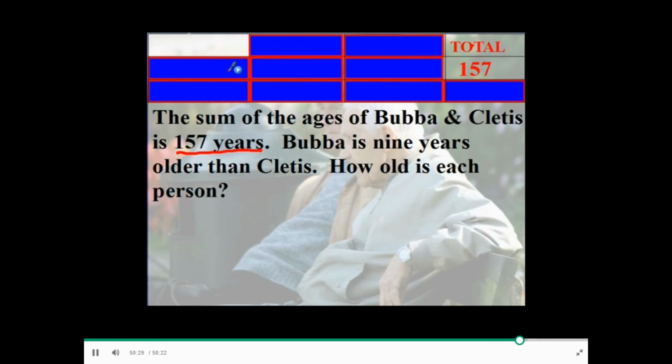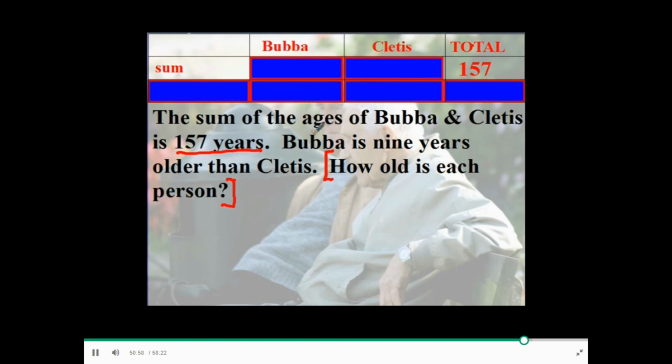Now I'm stumped again. I cannot find another total, but that's okay. I'm just going to go to the question here. The question says, how old is each person? This gives me a clue as to what should go up here. Go ahead and write in what you think should go there. My hope is that over here you have chosen Bubba, and right there you have chosen Cletus, because Bubba and Cletus are the two people. Now, I don't know how old Bubba is, and I don't know how old Cletus is, so I'm going to be stuck with just putting letters there. I do know that the sum of their ages was 157, so I can add them together and set it equal to 157.